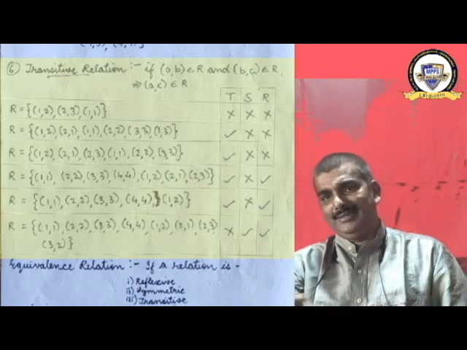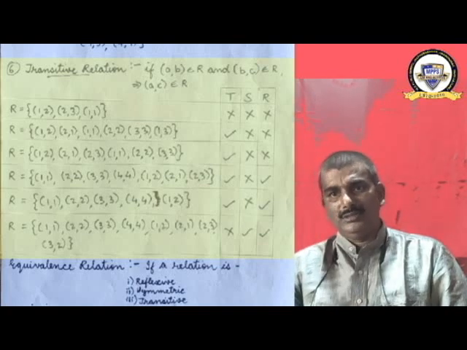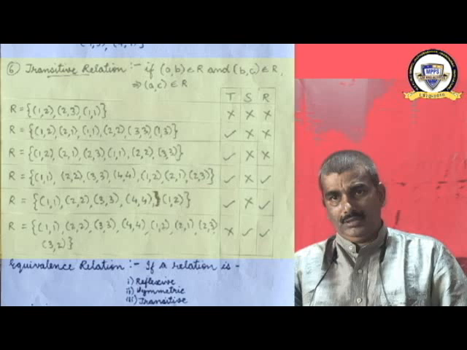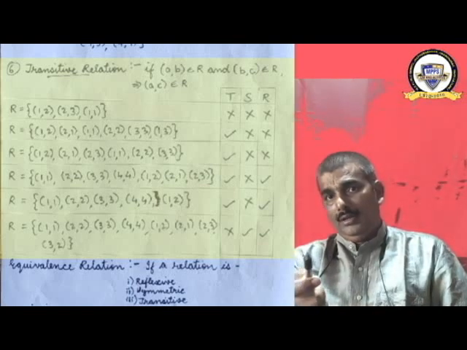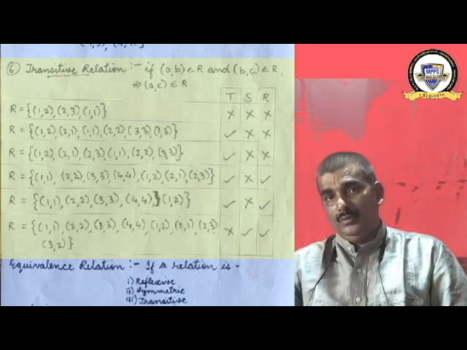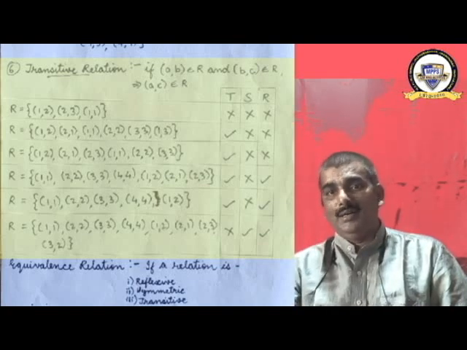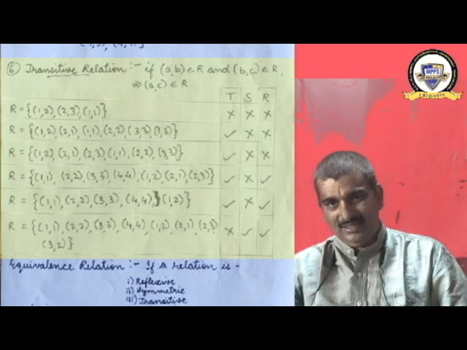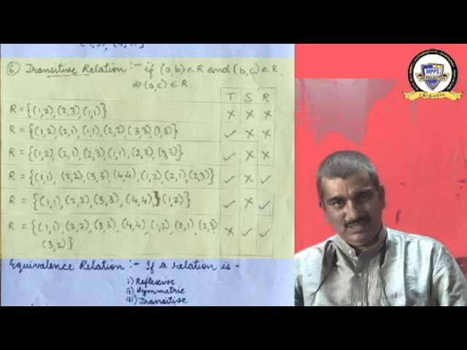Second, let us see whether it is symmetric or not. (1,2) is there, (2,1). (1,1) is there, (2,2) is there, (3,3) is there, (1,3) is there, but (3,1) is not there. That is why it is not symmetric. Reflexive, (4,4) is not there. That is why it is not reflexive.